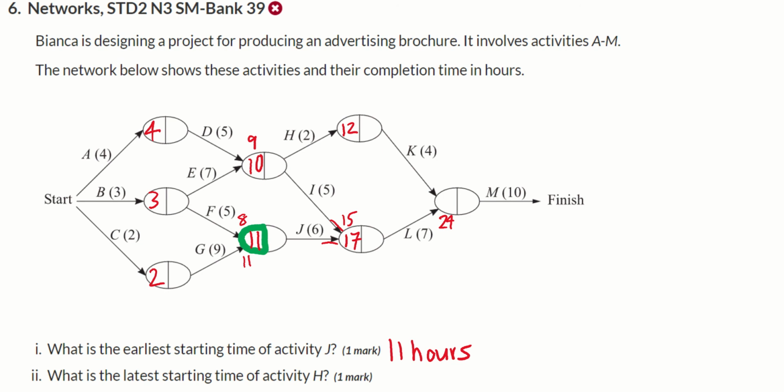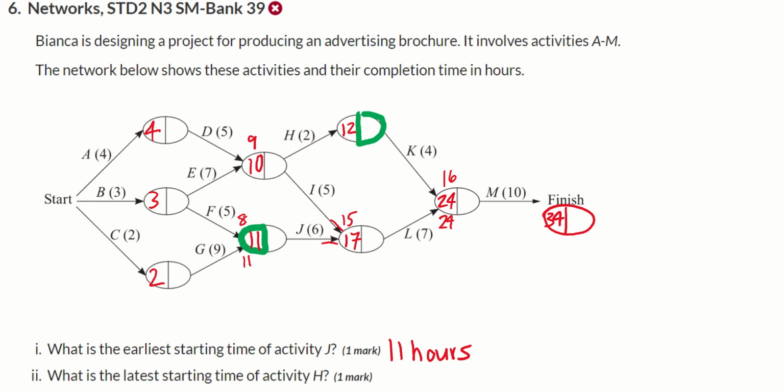And 12 plus 4 gives me 16. Again, taking the bigger number. And so then our finish, which they haven't got on there, so I add it. 24 plus 10 gives me 34. Now the question itself that we're up to, we want the LST of activity H. So that is that number right there.